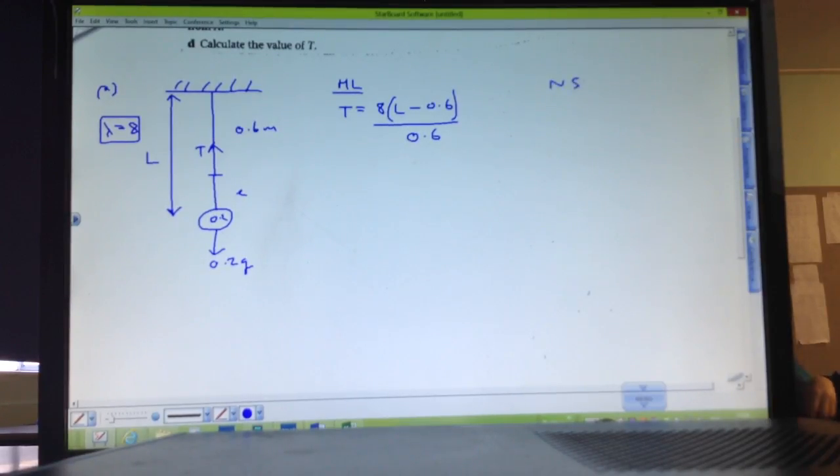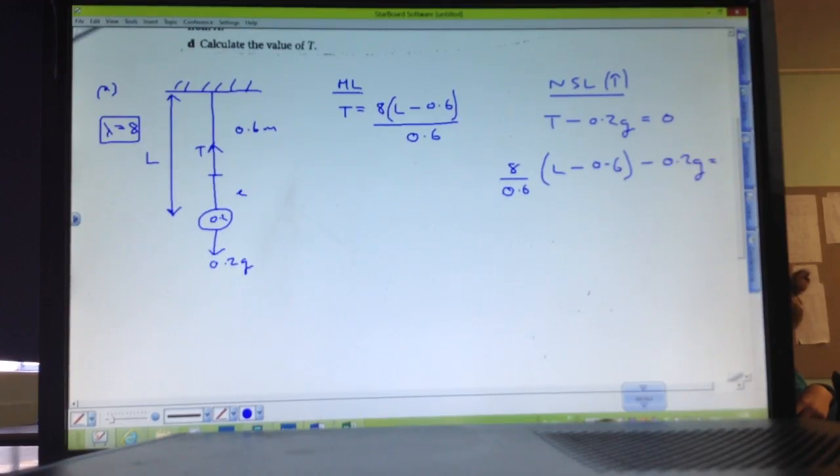Then Newton's second law. I'm going to say positive is upwards for a change. That starts me off with T minus 0.2g. It's in equilibrium, so it is equal to 0. So my T, which is 8 over 0.6 multiplied by L minus 0.6, minus 0.2g is equal to 0. Okay, so we've got to expand this out.